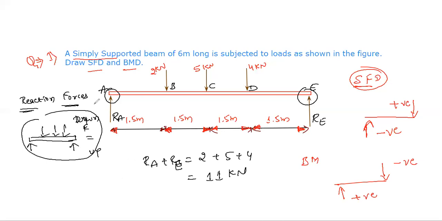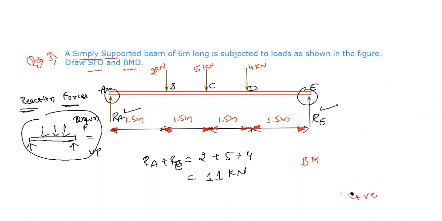Why have we done it like this? As we know, we need to maintain equilibrium here. To maintain the equilibrium of a beam, the upward forces should be equal to the downward forces. Now we need to determine the value of the reaction forces Ra and Re. How do we calculate these reaction forces? Let's see here. To determine reaction forces, what will we do?